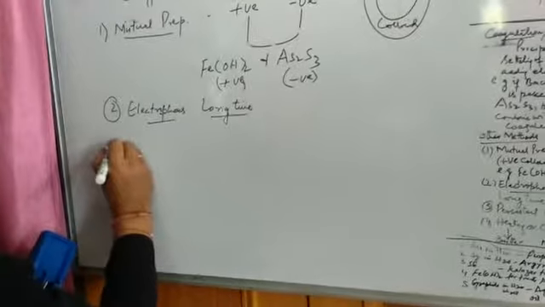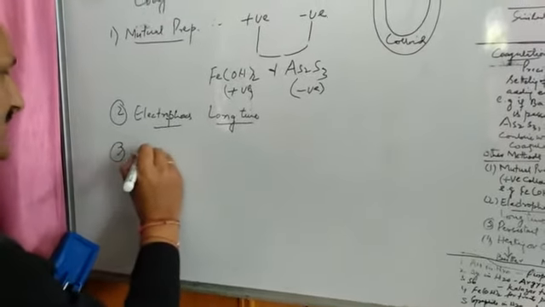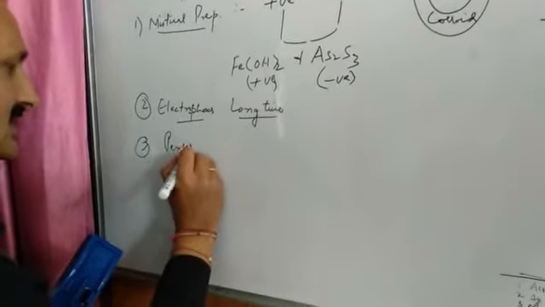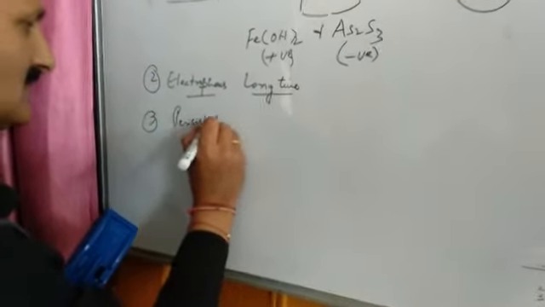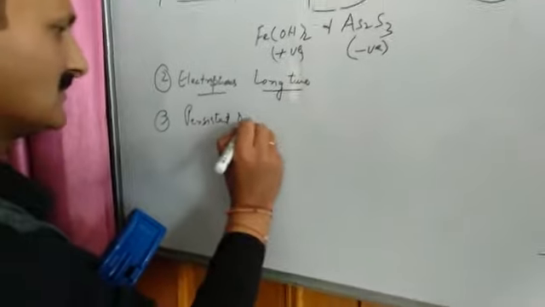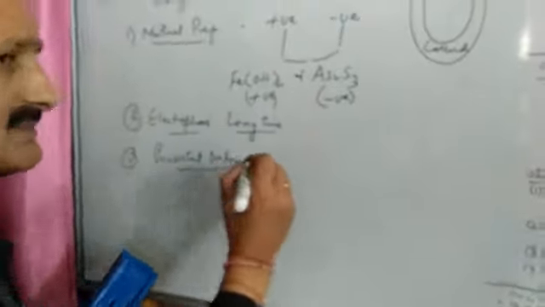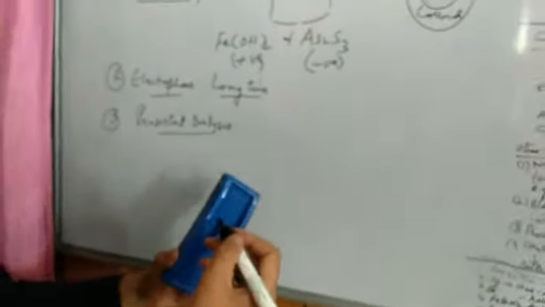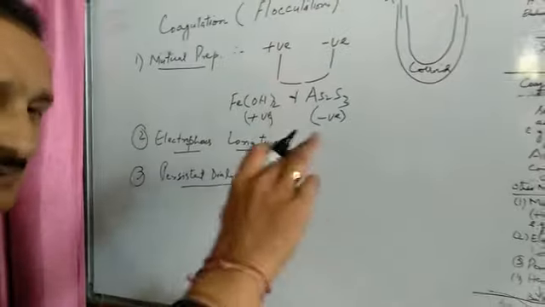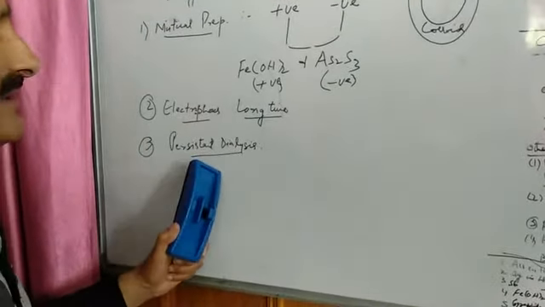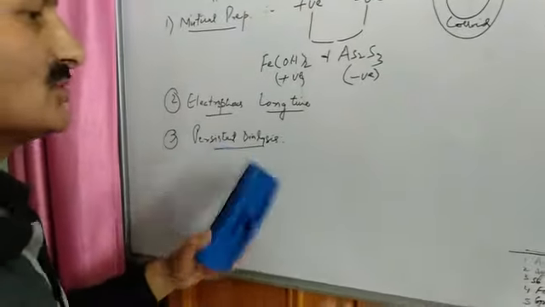Then we have another method for coagulation, that is persistent dialysis. Dialysis is a simple process. If a colloid is subjected to persistent dialysis, regular or continuous dialysis, it easily gets precipitated. That means it gets coagulated. So this is another method of coagulation of colloidal solution.